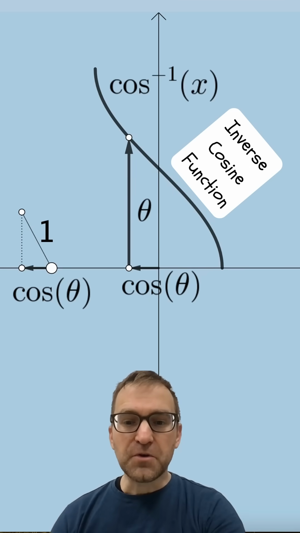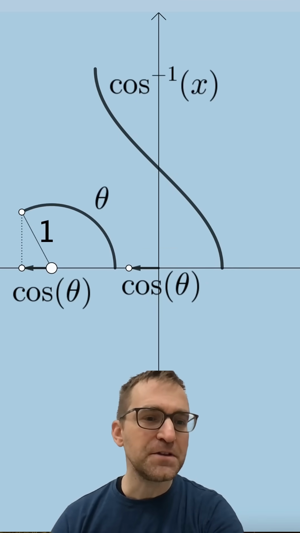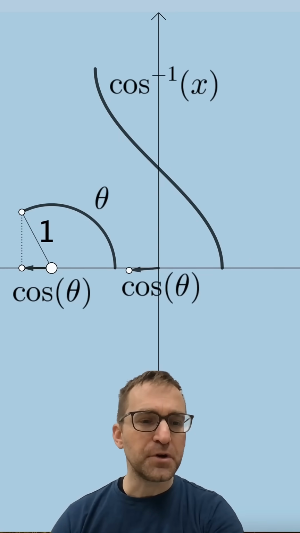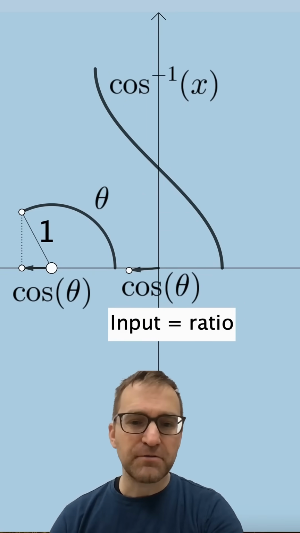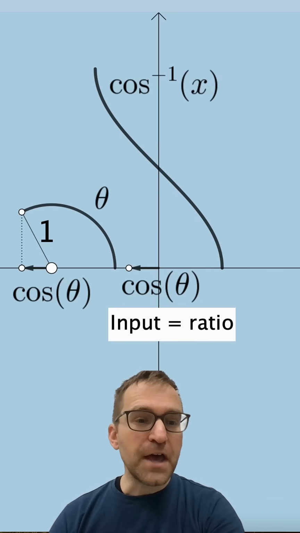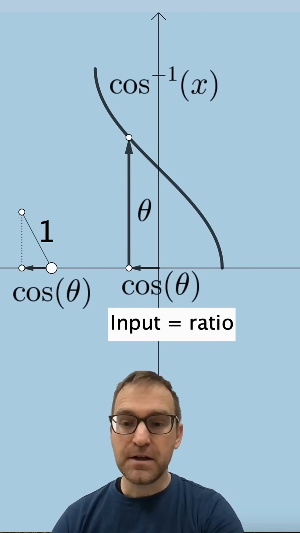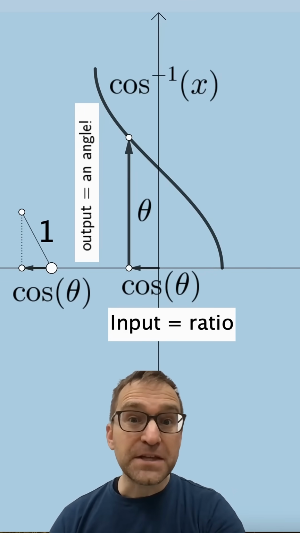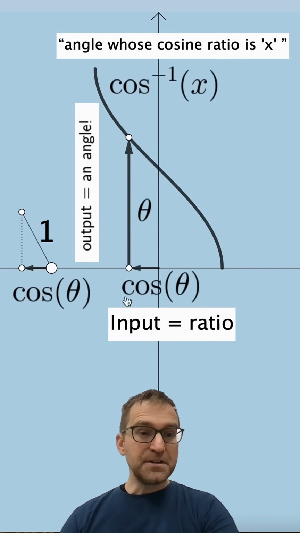All right? So right here, look at this. Let's watch this carefully again, because this tells you everything you need to know. Right here, when we take this, we are inputting the ratio. We're inputting the cosine ratio. And right here, we have an output now of an angle. So inverse cosine of x right there, that output is an angle. Or inverse cosine of x literally means in English, angle whose cosine ratio is x. You see what I mean?